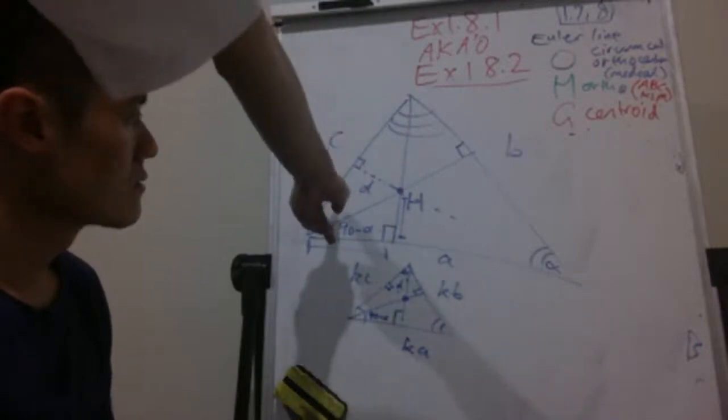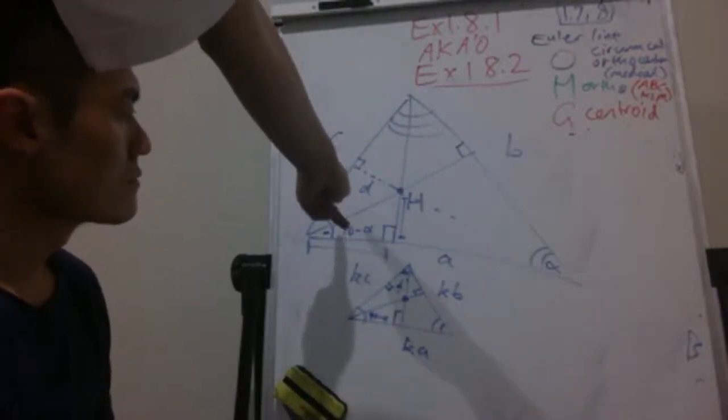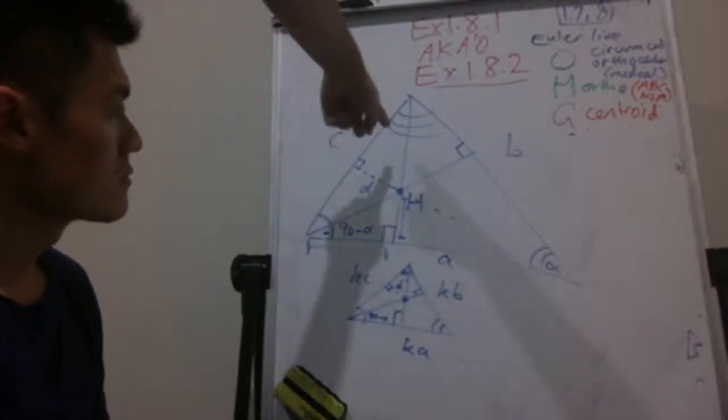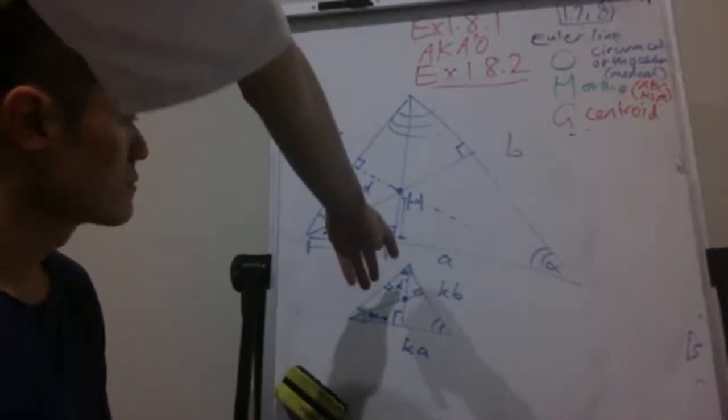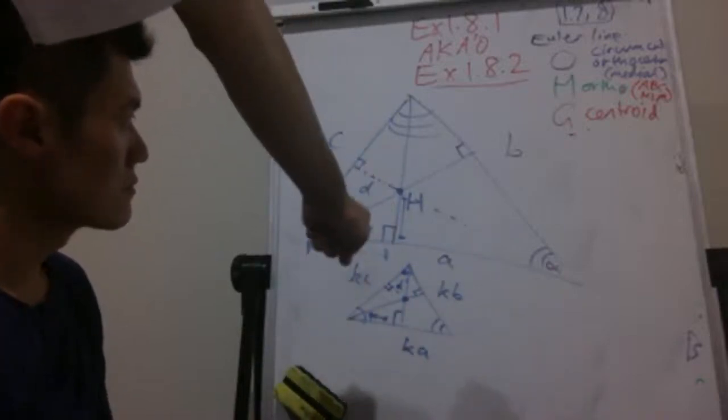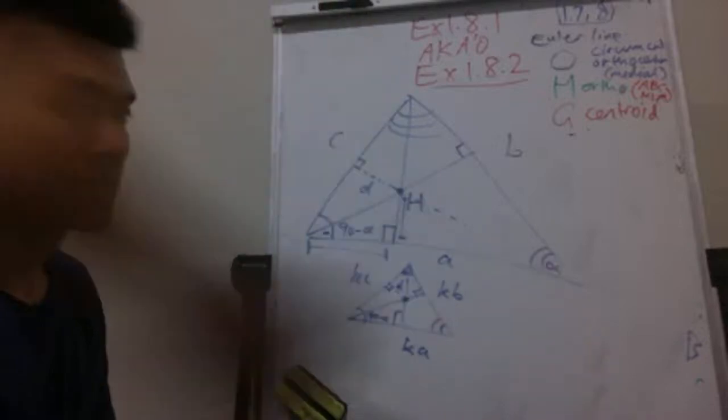Then this is 90 minus A, and that's 90 minus B. So these are always the same, and C scales to KC. So basically D has to also scale, because of AAS.